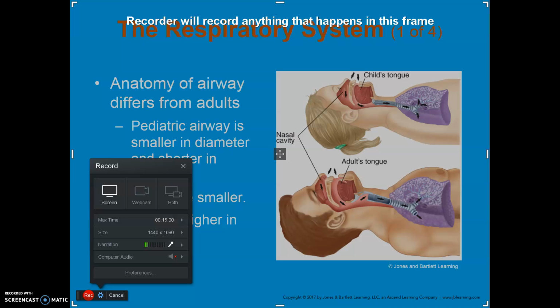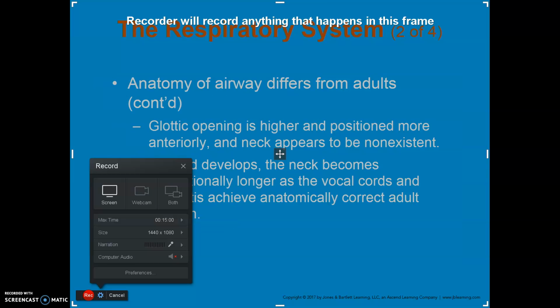The respiratory system. Anatomy of the pediatric airway differs greatly from that of adults. The pediatric airway is smaller in diameter and shorter in length. Lungs are smaller. The heart is higher in the child's chest. The glottic opening is higher and positioned more anteriorly, and the neck appears to be non-existent. As a child develops, the neck gets proportionally longer as the vocal cords and epiglottis achieve anatomically correct adult position.